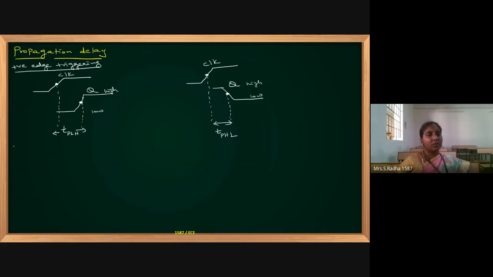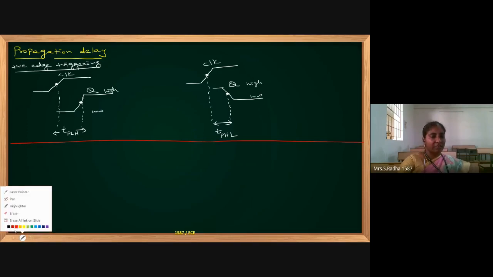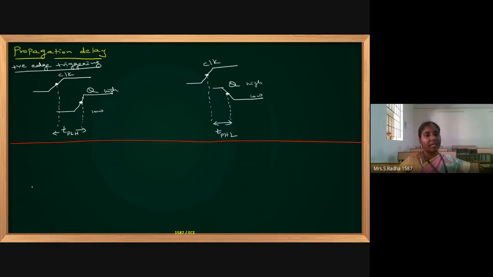Similarly, you just think of and try how to draw the negative edge triggering. In both the cases, you can see clock is given first, but output is coming with some delay. Similarly, I will go with the negative edge triggering. Parallelly, you can try. Clock should be negative going, and now output is coming with some delay. It is moving from low voltage to high voltage.